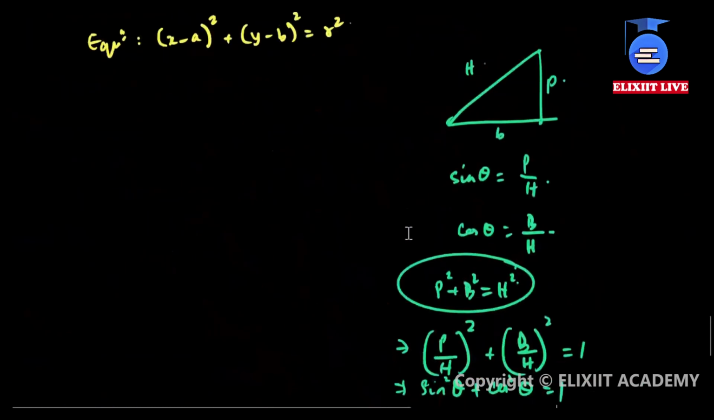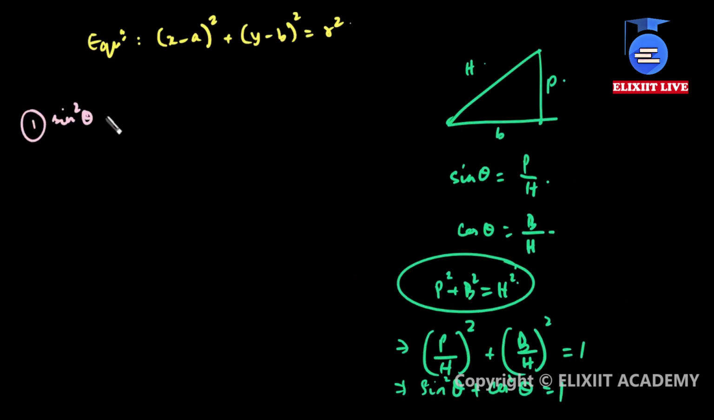A very well known identity, known to all of you: sin square theta plus cos square theta is equal to 1. I hope all of you know this. You have been doing it from your 9th standard trigonometry. Sin square theta plus cos square theta is 1.